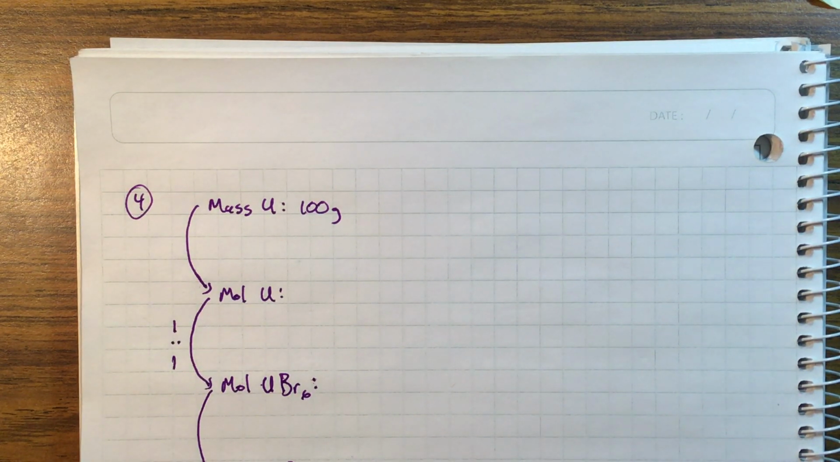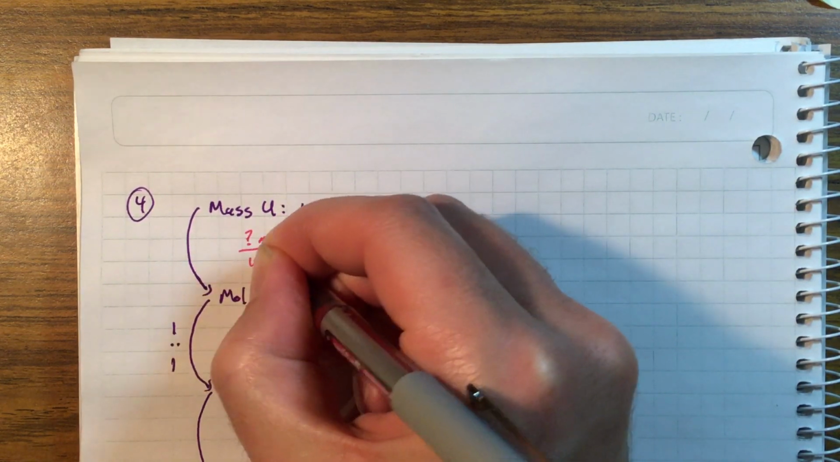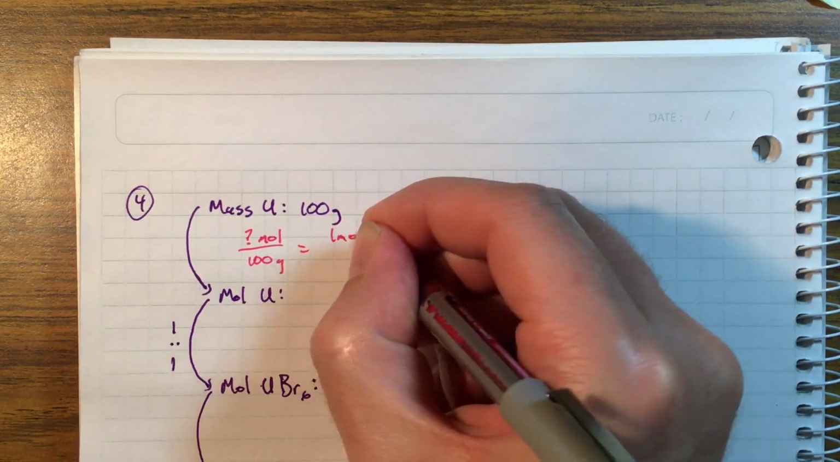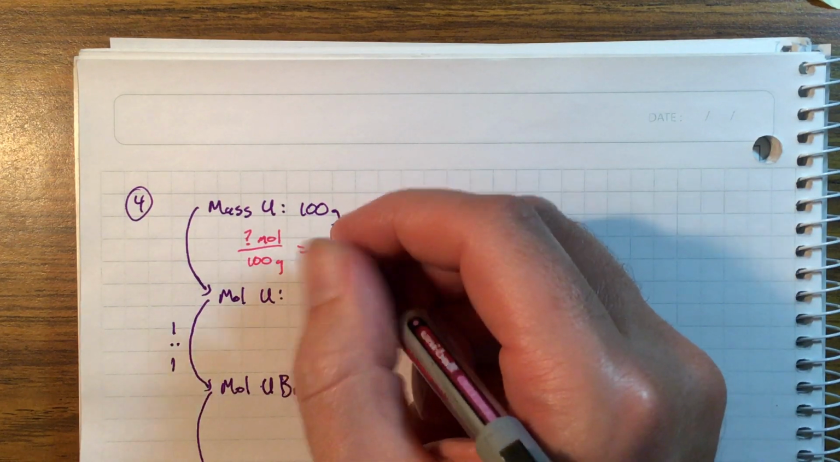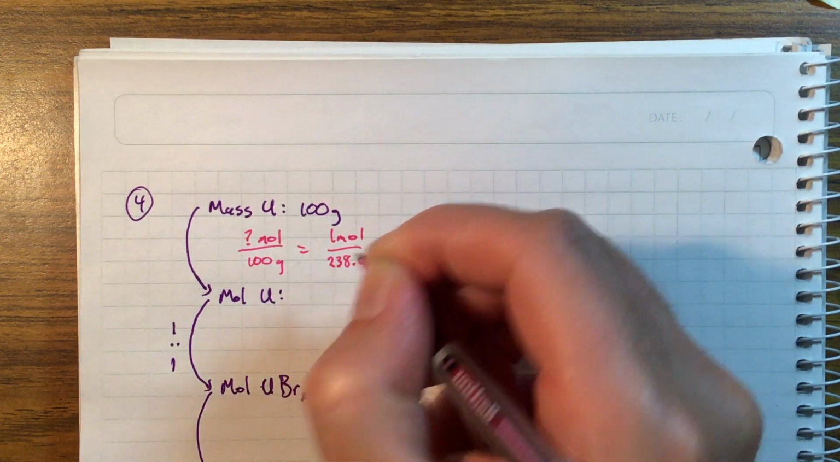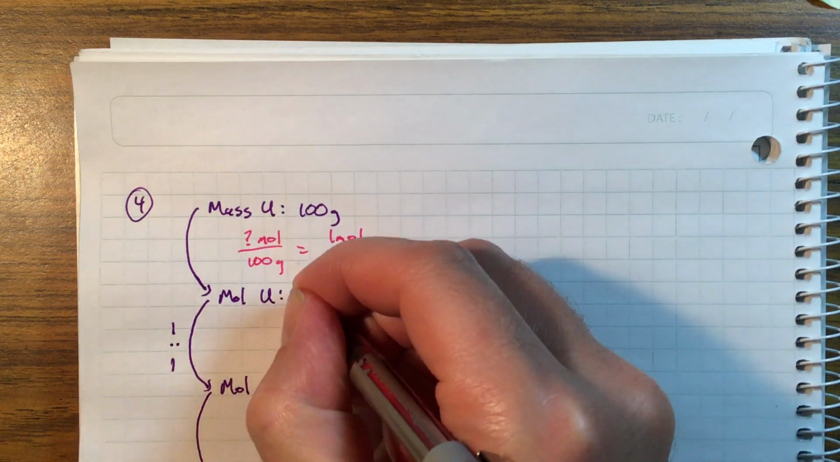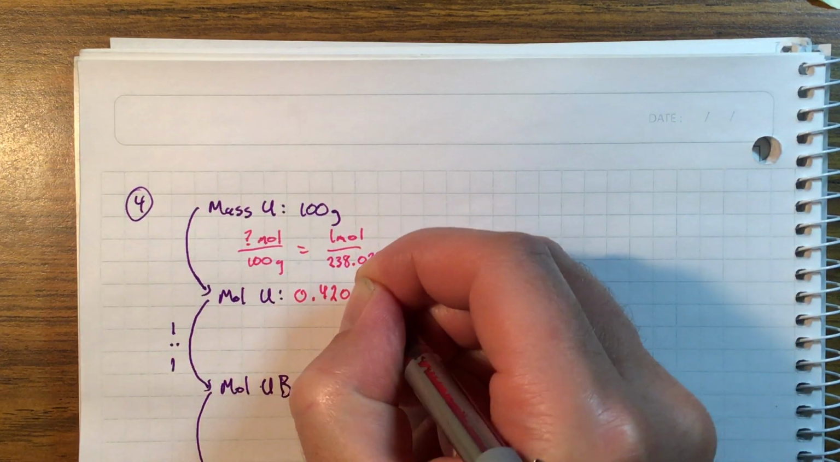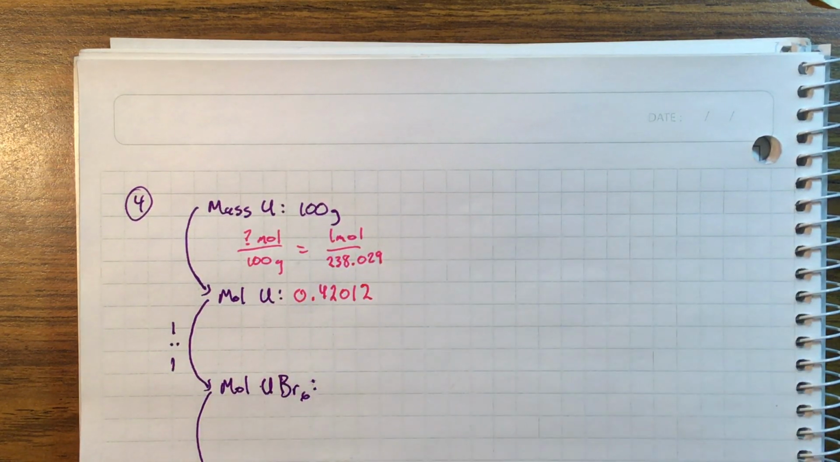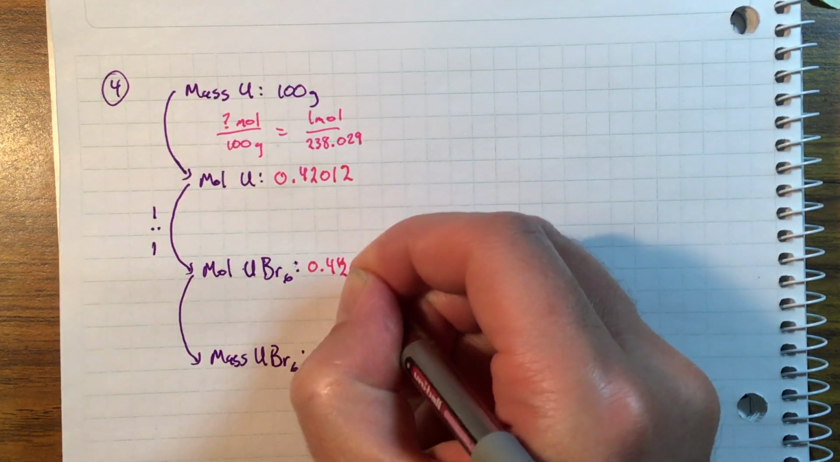All right. First conversion. How many moles in 100 grams? If the 1 mole of uranium has 238.029. So I do 100 divided by 238.029. 0.42012 to 5 sig figs. We're going to pretend this guy has 3 sig figs. We just copy that guy down since it's a 1-to-1 molar ratio, so we're going to get the same number of moles for this guy.